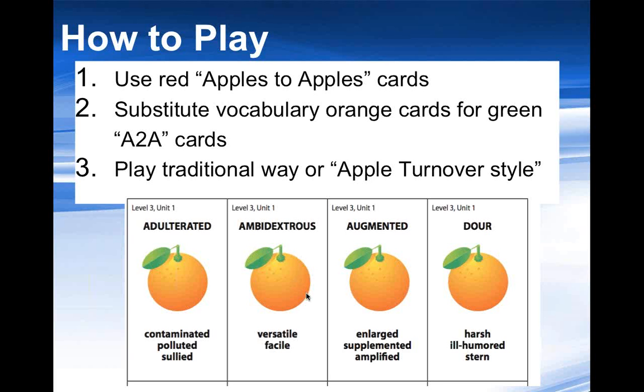There is a variation called Apple Turnover style, which means that each student has their red card, and they have to say it out loud and justify it. So if the vocab word here is adulterated, that we all have to play on, Johnny puts down his red card and says, okay, my red card is Elvis. And I think that Elvis was adulterated at the end of his life by too many influences, and he just went down so much that he ended up dying before his time, and that's why he was adulterated.